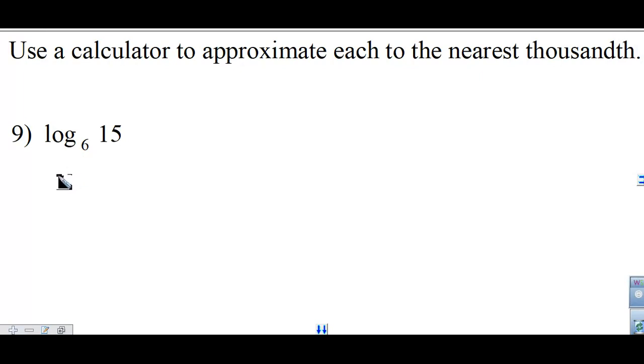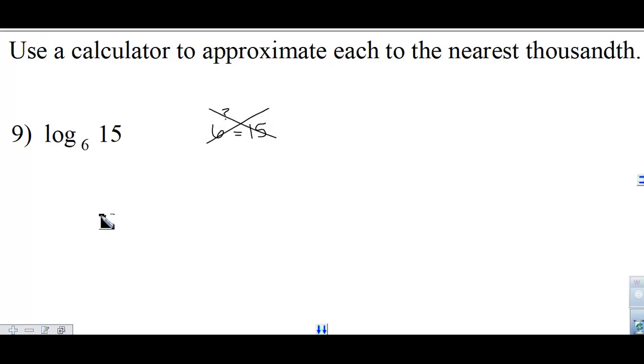In these next two problems, you're going to notice that if we ask the question, 6 to what power equals 15, we don't have an answer. There isn't a power that will result in 15. So in a case like this, we have to use a different method.